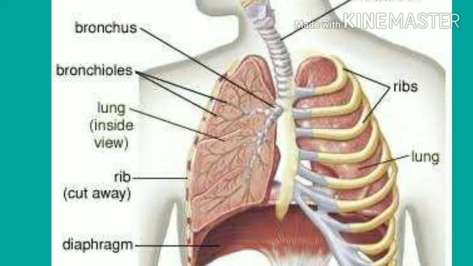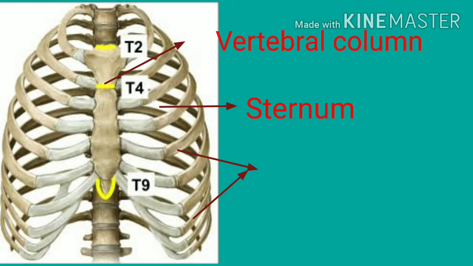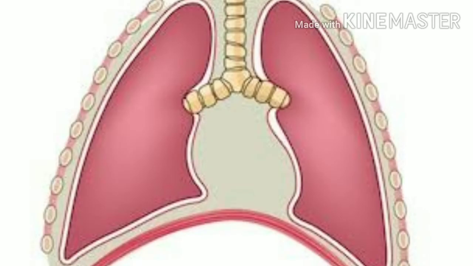Generally, the thoracic cavity, or chamber, is anatomically an airtight chamber. This thoracic chamber or cavity is formed dorsally by the vertebral column, ventrally by the sternum, laterally by the ribs, and on the lower side by a dome-shaped structure that is called the diaphragm.